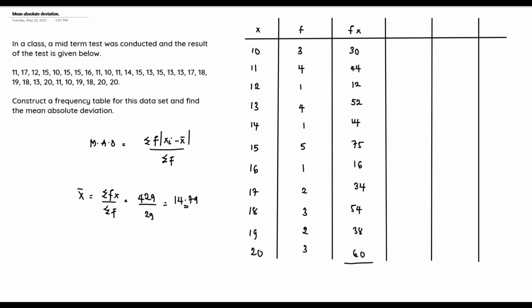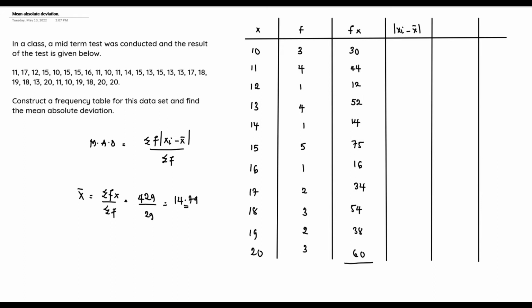So all we have to do is to have the space that says modulus of xi minus x bar. So that means we are going to be subtracting the mean from the individual variables, and the modulus sign simply implies that any negative value we have gets turned into a positive value. So let's start with 10.